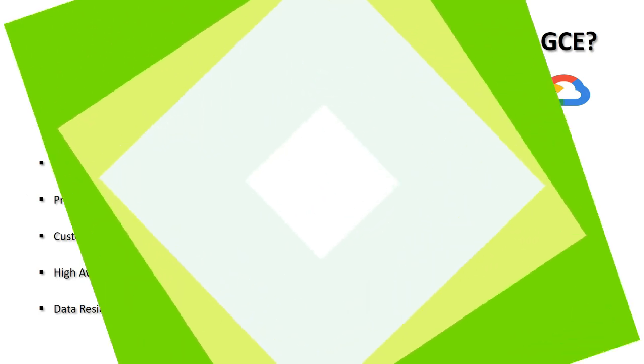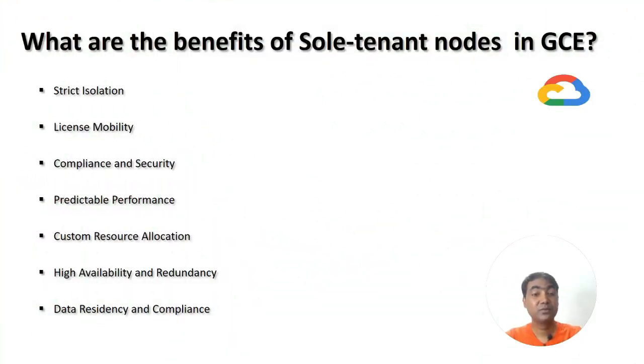As you can see here, some of the benefits of using sole-tenant nodes in Google Compute Engine are strict isolation, license mobility, compliance and security, predictable performance, custom resource allocation and more. Guys, sole-tenant nodes provide exclusive access to a physical server. This ensures that your workload is completely isolated from other users, which is crucial for compliance, security and regulatory requirements.